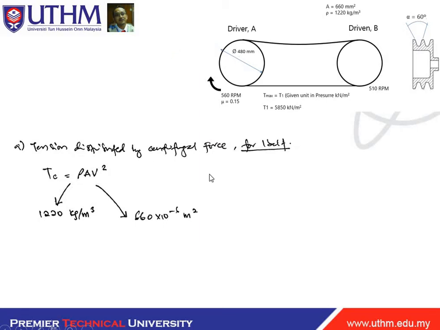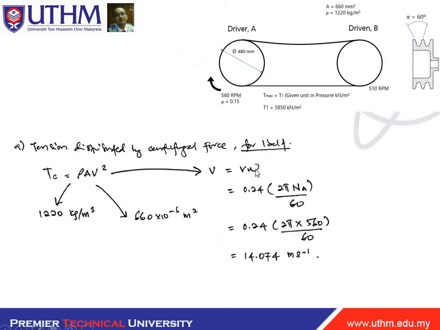Velocity at A, we can get from V equals r omega. The r is the radius of pulley A, while omega is the angular velocity. We convert from rpm into angular velocity by using this formula. So this is actually 560. When you put in all the data, you'll get the velocity of the belt as 14.074.